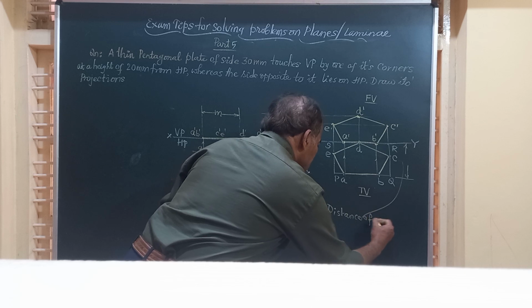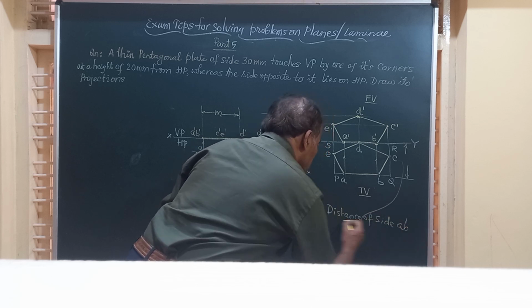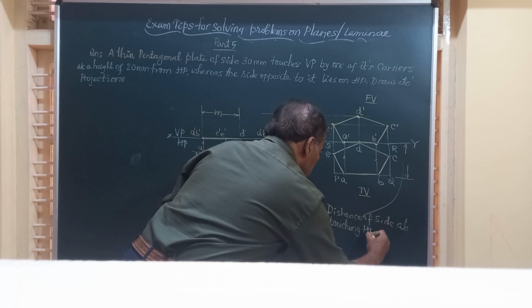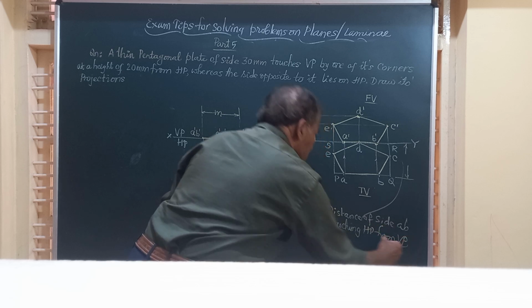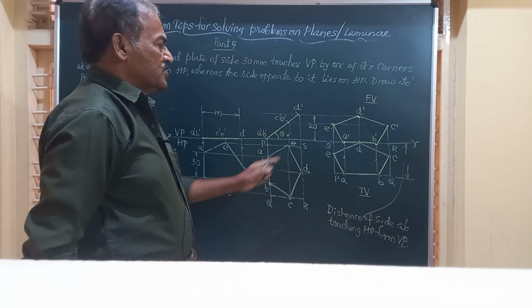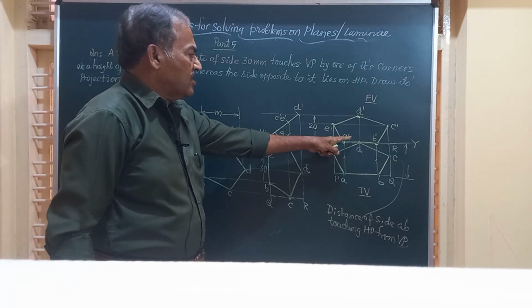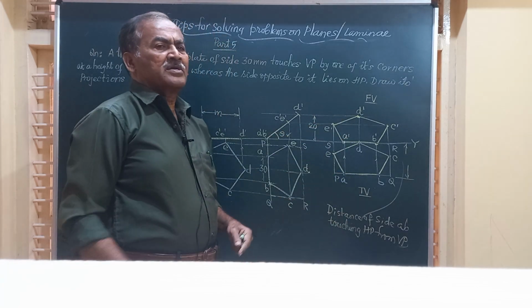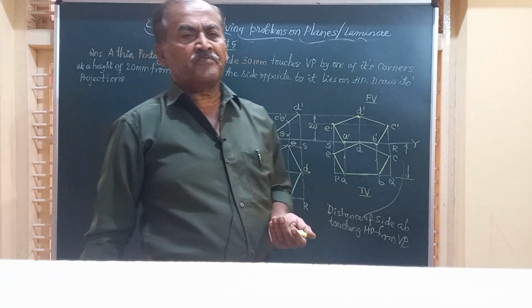So, friends, if you measure this distance, this will give you, so I'll write down here, distance of side, that is AB, touching HP from VP. So this will be generally asked. So you will be able to measure the distance. What is the distance of the corner from HP? Distance of the side from VP. Distance from VP is measured below the XY line.